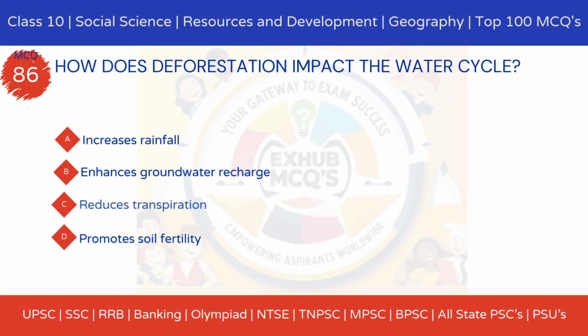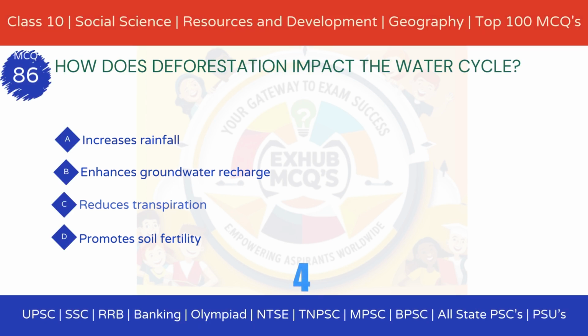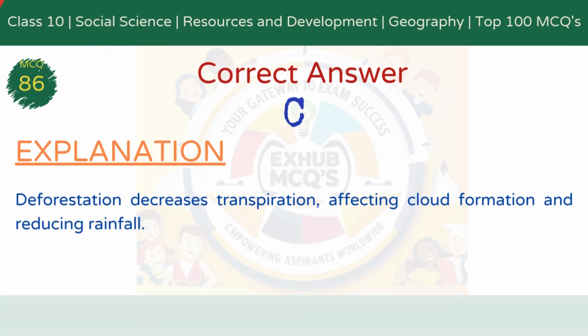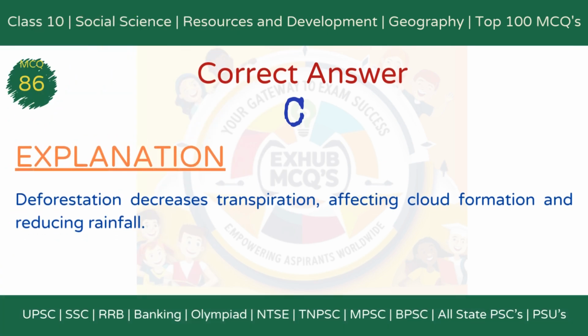MCQ 86. How does deforestation impact the water cycle? Option A, increases rainfall. Option B, enhances groundwater recharge. Option C, reduces transpiration. Option D, promotes soil fertility. The correct answer is option C, reduces transpiration. Explanation: deforestation decreases transpiration, affecting cloud formation and reducing rainfall.